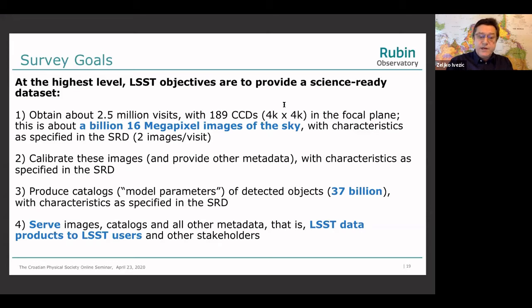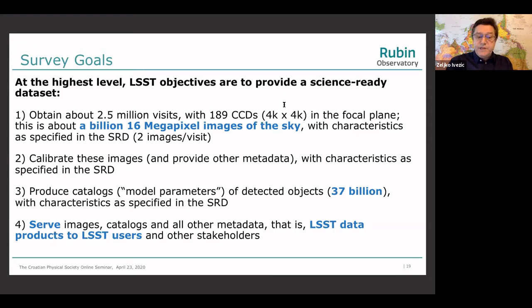That's our goal 1 and 2 here. So there will be about 2.5 million visits. Each of these includes 189 16-megapixel images. So you can think of LSST as producing 1 billion images with your phone. If you have a newer cell phone, it probably has about 16 megapixels, so you would have to make a billion images with your phone to be equivalent.